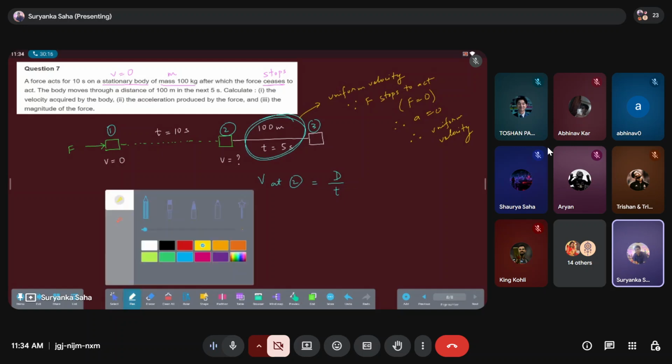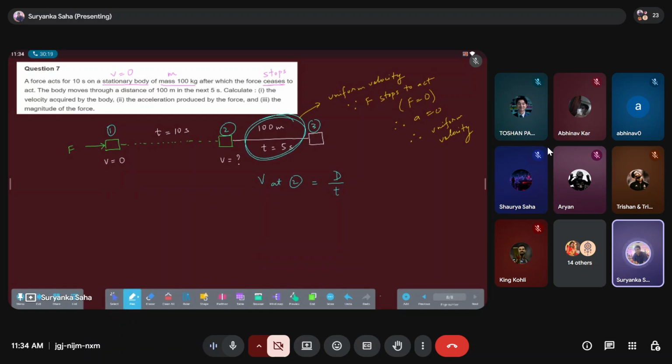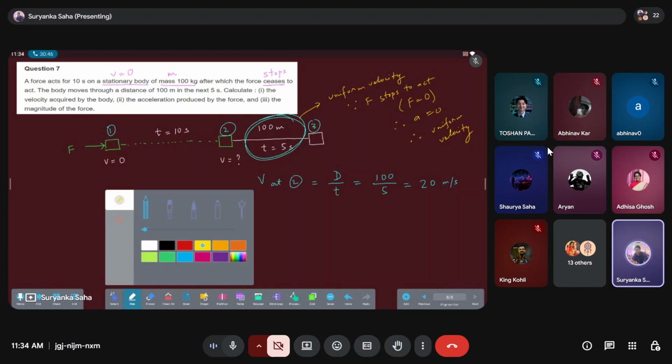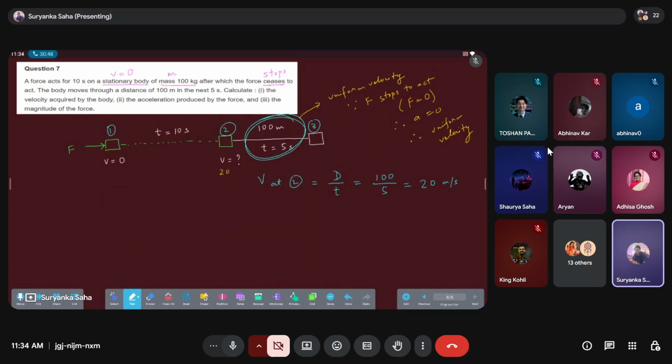So let me do here. The distance is 100, so it is 100 divided by 5, so it is 20 meter per second. So here the value of velocity I have got. This value is 20 meter per second, the value of velocity over here.